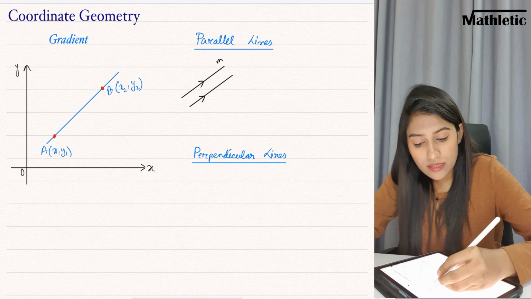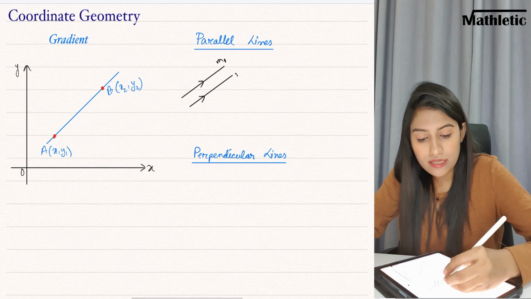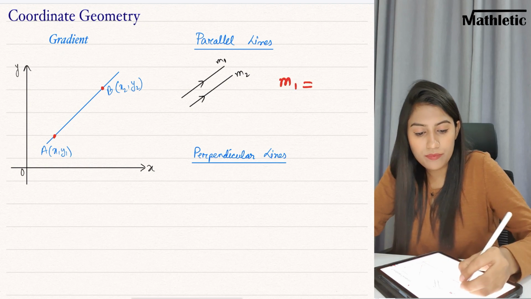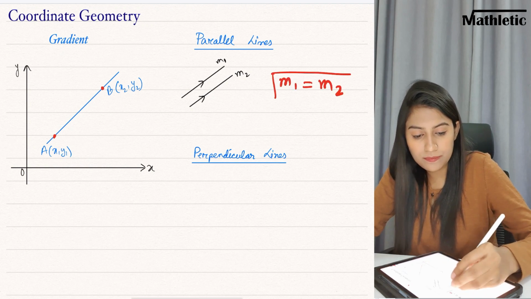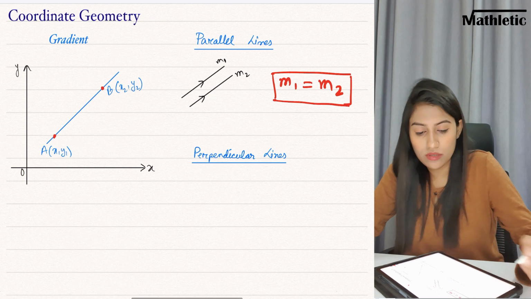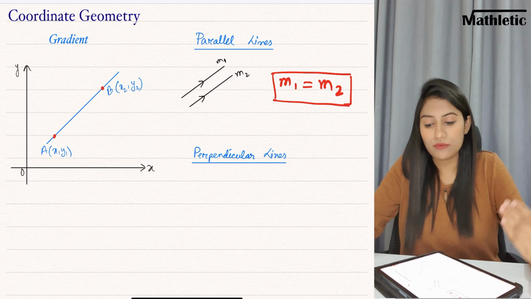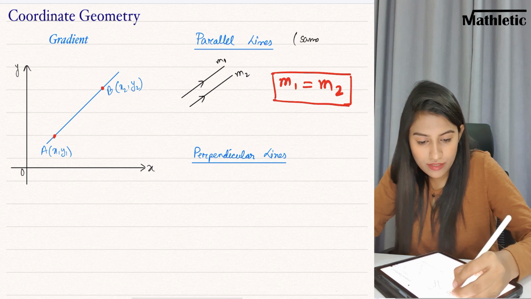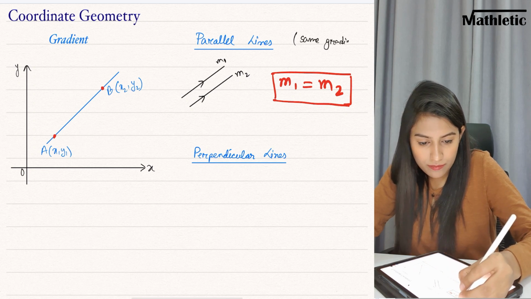So in this case, if the gradient of the first line is m1 and the gradient of the second line is m2, here m1 will be equal to m2, as in the gradients are equal. So for parallel lines, we have the same gradient.